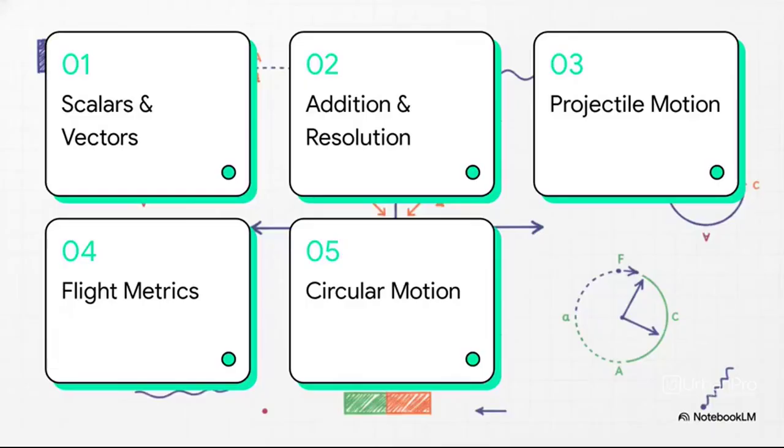We've got a lot of ground to cover, so here is our exact roadmap for conquering 2-dimensional motion. We're going to start with scalar and vector basics, move into vector addition and resolution, then we'll analyze projectile motion and its flight metrics, and finally, we'll wrap it all up with uniform circular motion.